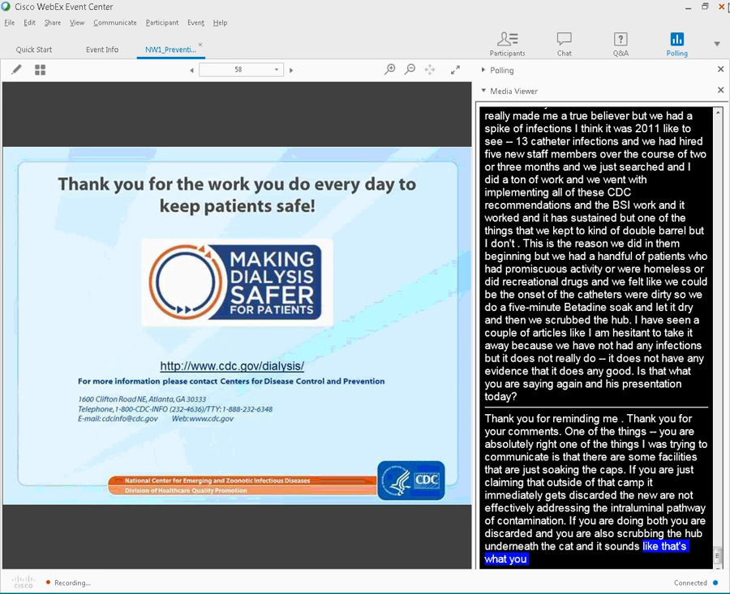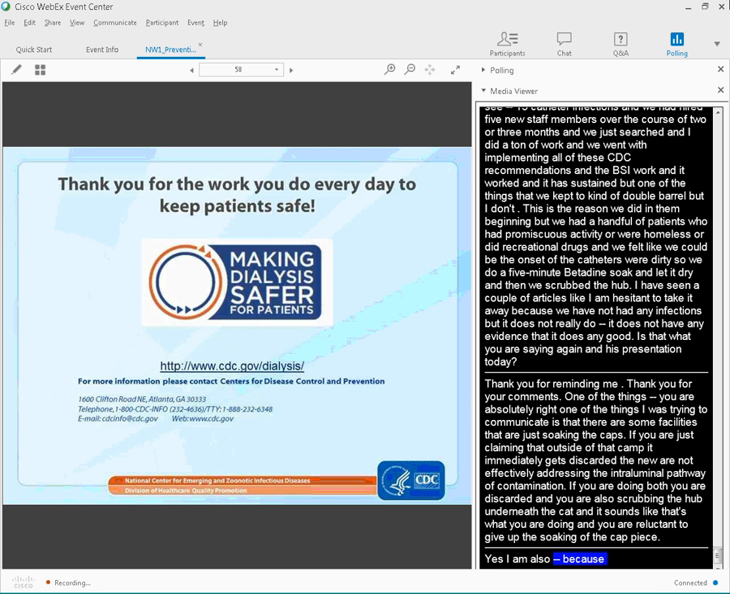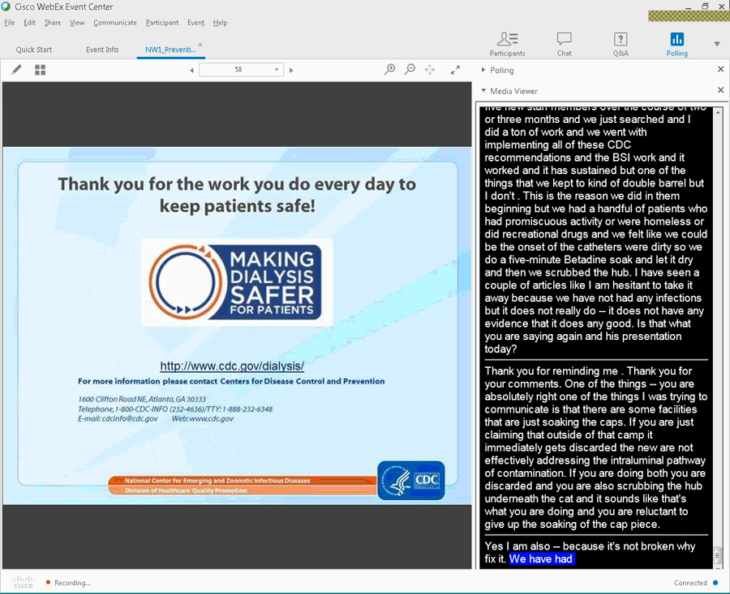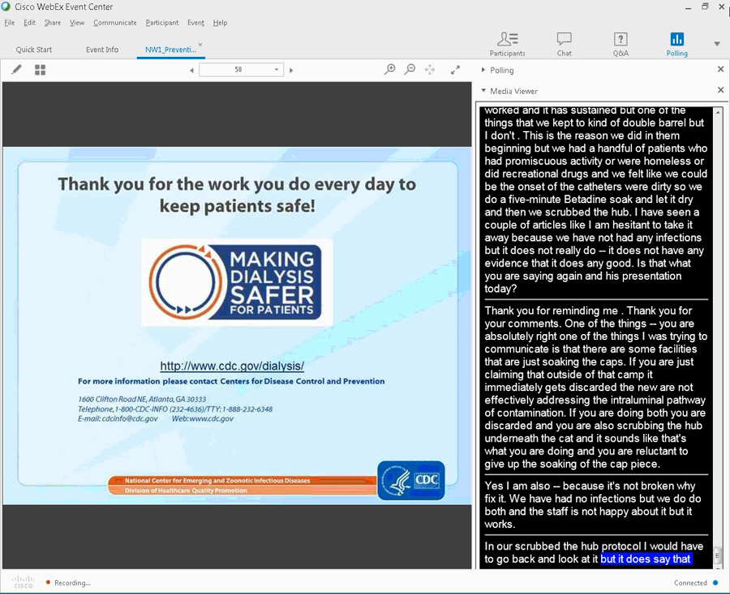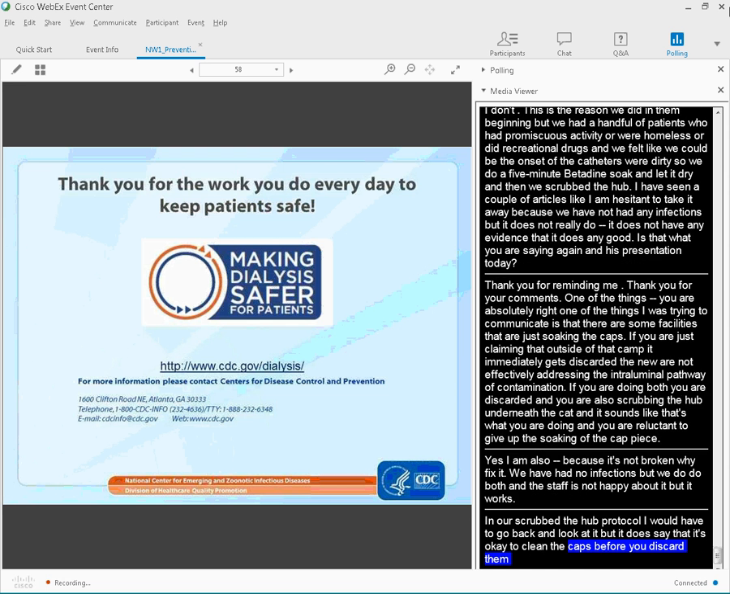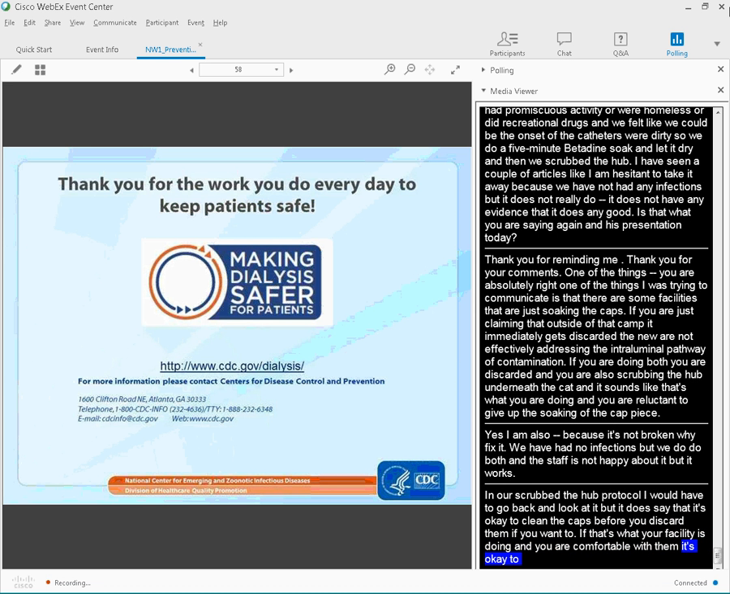Yes, I am, because if it's not broken, why fix it? We've had no infections. We do both, and the staff isn't happy about it, but it works. In our Scrub the Hub protocol, I would have to go back and look at it, but it does say that it's okay to clean those caps before you discard them if you want to. So if you're comfortable with that, it's okay to keep doing that as long as you scrub the hub under the cap as well. We have beautiful site scrubs. They're like Cadillac cleaners. They're awesome.